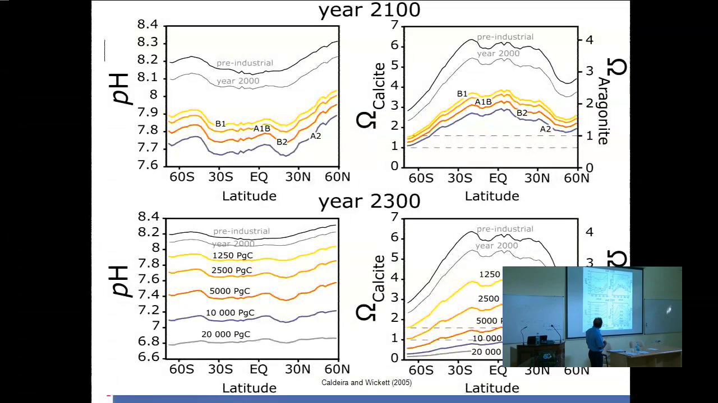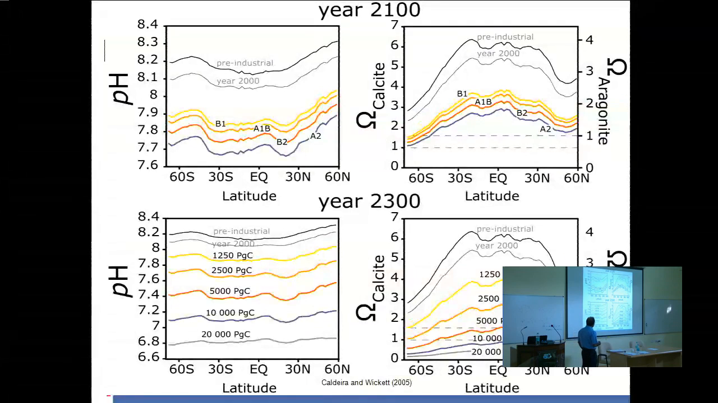And these are some future projection scenarios. For example, B1 is a very low amount of carbon emission, and A2 is a very high amount of carbon emission. You can see the pH of the ocean by 2100 will go down to 7.7 from the current 8.2.